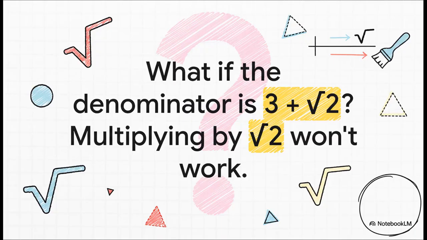You might think, well, let's just multiply by the square root of 2 again. But if you do that, you have to distribute it to both parts on the bottom. You'd end up with 3 times root 2 plus 2. See, you didn't get rid of the radical, you just moved it over. You're just spinning your wheels in the mud at that point.